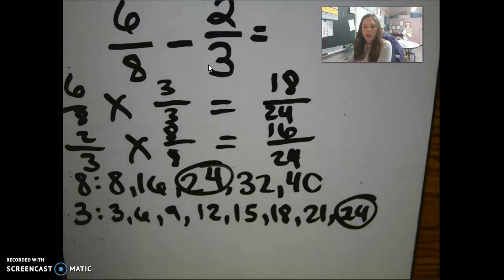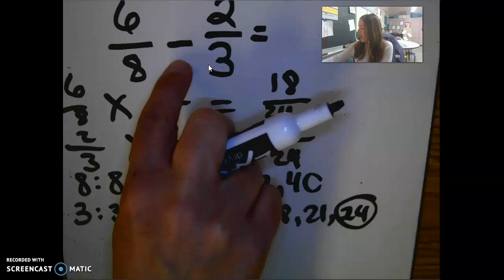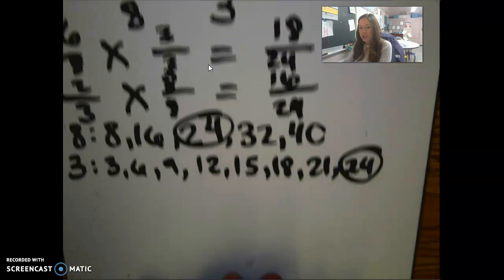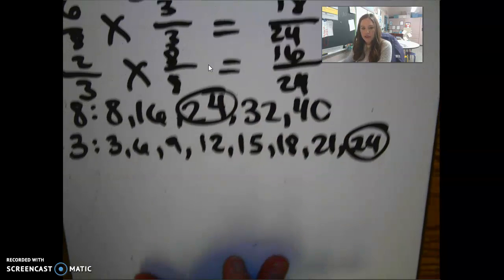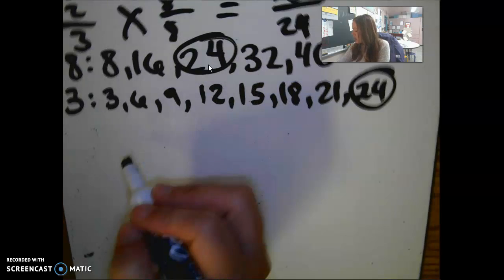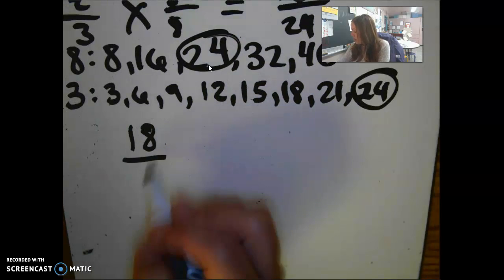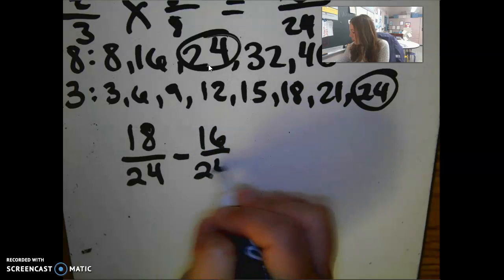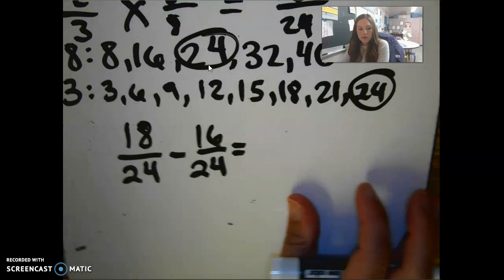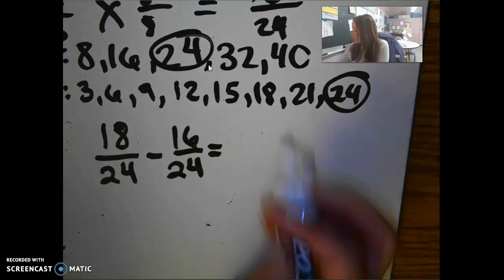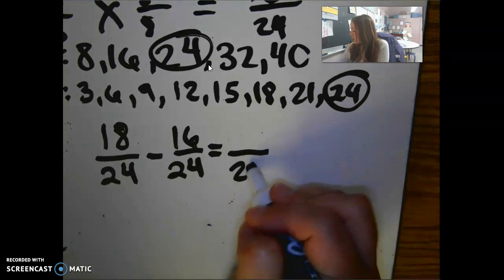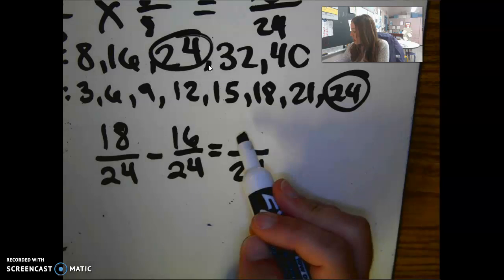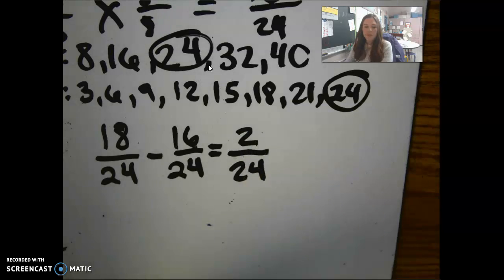Okay, so we are going to subtract these two fractions, which we can do now because they have a common denominator. So let's rewrite our equation. We do not subtract our denominators. 18 minus 16 is 2.